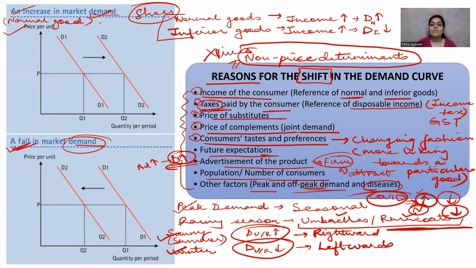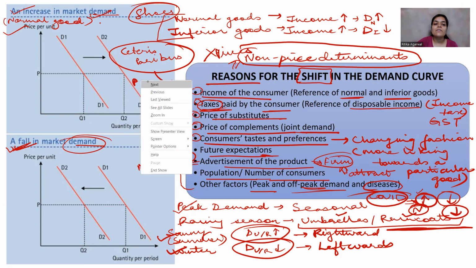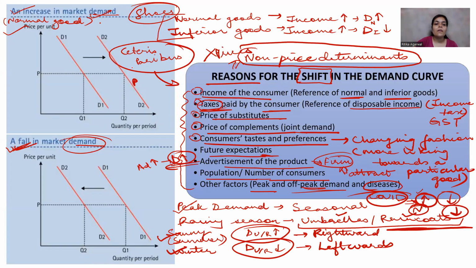So these are the reasons of the shift, and the things that we were talking about, ceteris paribus, keeping other things constant. These are those things that are kept constant. All these 8-9 points are those things that are kept constant while we talk about the law of demand. That is, when price increases, quantity demanded falls.